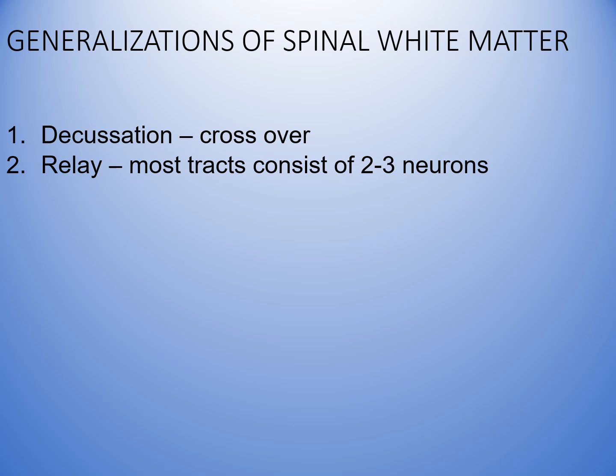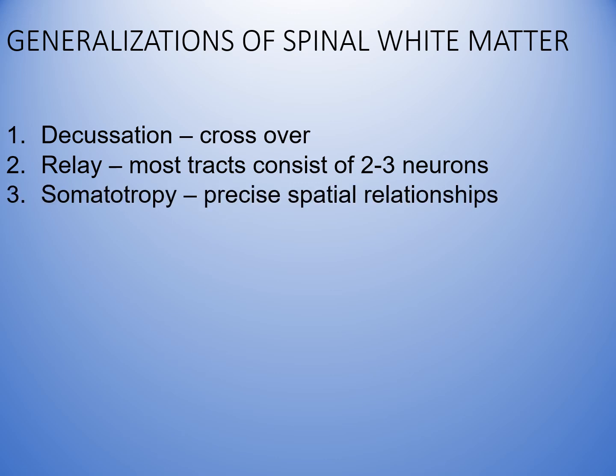Spinal white matter is mostly like relays of neurons. It's not one neuron that goes from a pressure sensor in your skin all the way to the brain. There's usually a few. So there's synapses. They relay. We can label the neurons, the first one, the second one, the third one. Although you think that white matter is just a mass of tangled neurons, it's not. The neurons in white matter that run up and down have a very precise relationship, and that's called somatotopy.